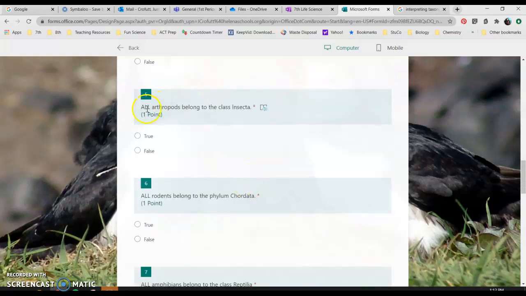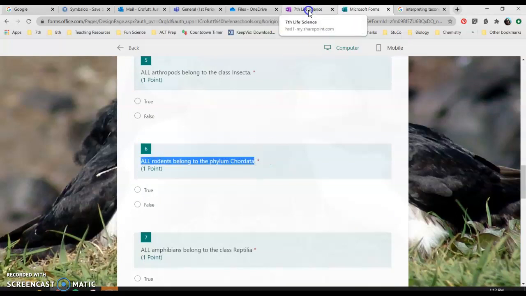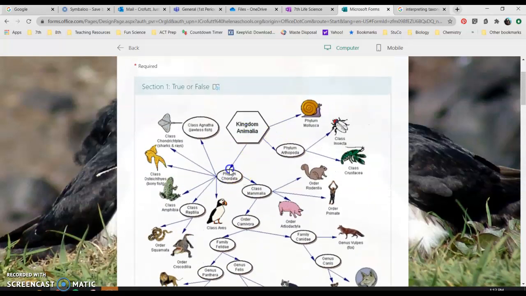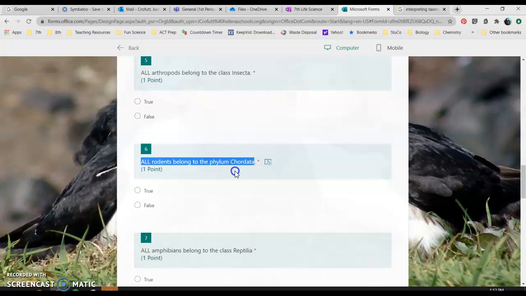Okay, let's do these ones. When you have these ones that start with all, make sure you guys are considering everything that's an arthropod. Let's do this one. All rodents belong to the phylum Chordata. So you guys won't see rodent directly in this. First of all, here's the phylum Chordata. But you will see this order Rodentia. So those are your rodents. If we look, rodents belong to class Mammalia and phylum Chordata. So I'll let you guys choose what the answer is on that one. All rodents belong to the phylum Chordata.